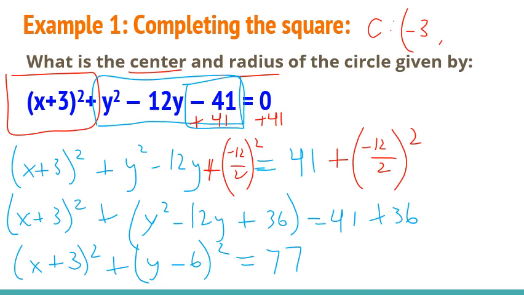Okay, so we've got this now. Now we can see that the y coordinate of my center we can get from right here is 6, and then the radius, which they also asked for, is going to be the square root of 77, which there's nothing we can do with. The only two numbers that go into it are 7 and 11, so we can just leave it there.